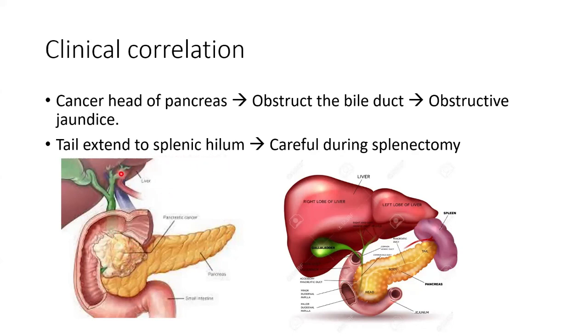And another point, the tail extends up to the spleen here, right? So when there's damage to the spleen or in any disease of the spleen, you might have to remove the spleen. And in those cases, you have to be careful not to damage the pancreas.